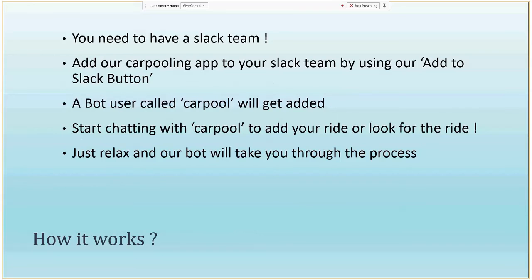How it works? If you have a Slack team, you can add our carpooling app to your Slack team, which basically adds a bot user called Carpool, and then you can start chatting with Carpool to add your car for a ride or look for the ride. And then our bot will take you through the process. It will search for the routes based on your inputs, and you can then register for the route of your choice.